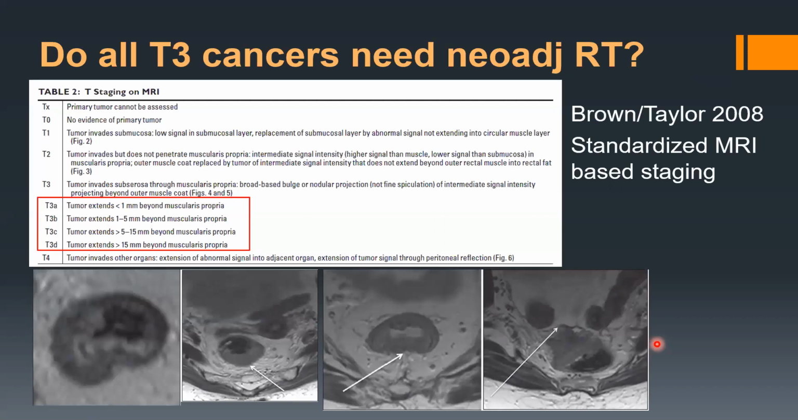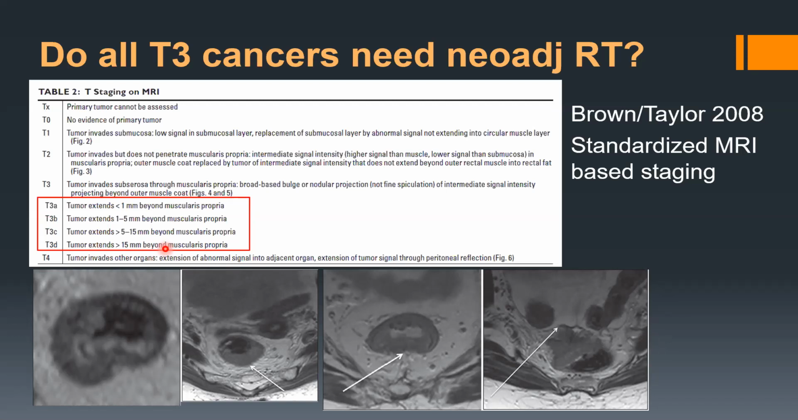So a group from the Royal Marsden Hospital, radiologists Gina Brown and Taylor, standardized the MRI-based preoperative staging of rectal cancer. And they divided T3 rectal cancer into 4 parts based on the extent by which the tumor was going outside the muscularis propria. And as you can see on the screen, there's T3A, B, C, and D, and there are these distances of less than 1 millimeter, 1 to 5 millimeter, 5 to 15 millimeter, and more than 15 millimeter.